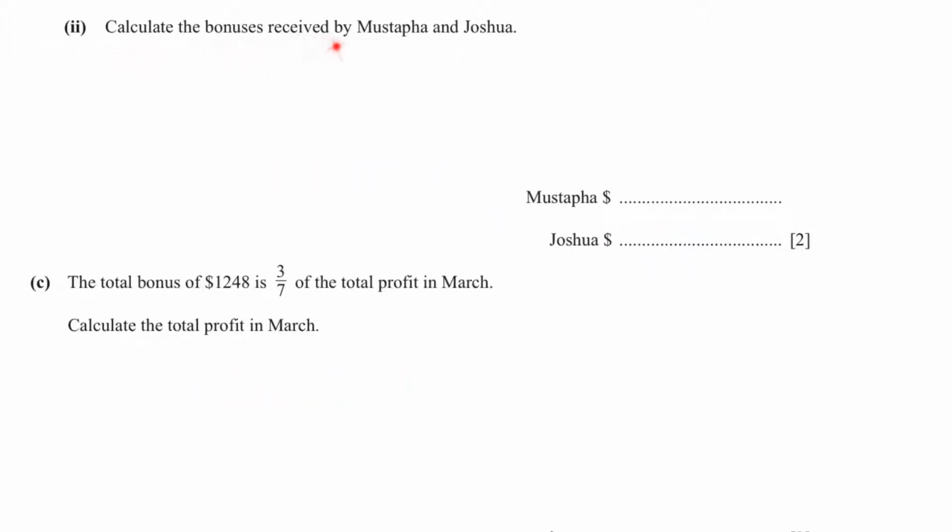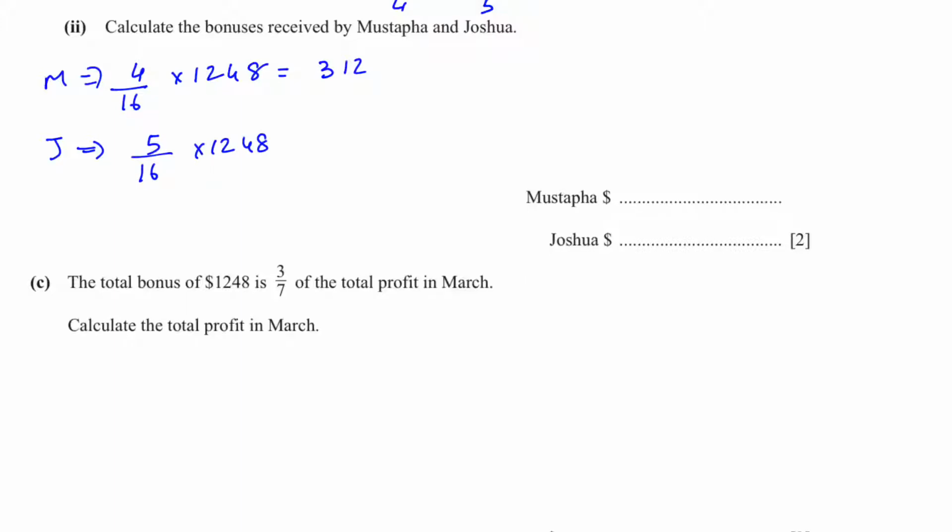Calculate the bonuses received by Mustafa and Joshua. From part 1, we know that Mustafa received 4 parts and Joshua received 5 parts. So Mustafa will get 4 over 16 multiplied by 1,248, and that is Mustafa's. That will give you $312. And Joshua will get 5 over 16 multiplied by 1,248, and we will get 390. So $312 and $390.